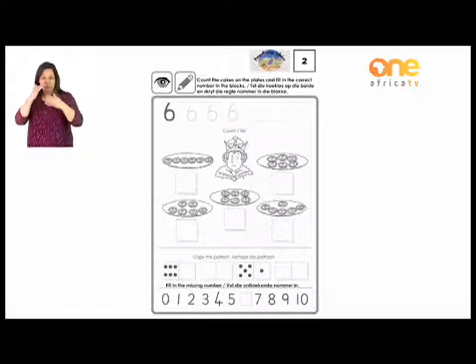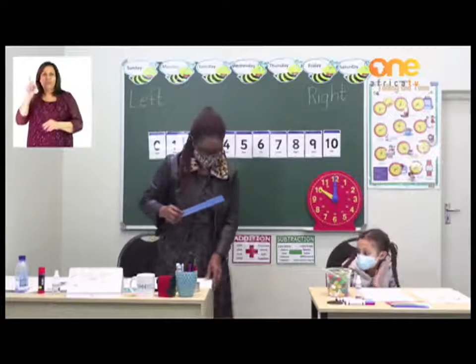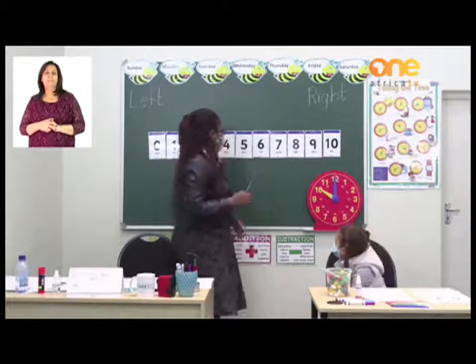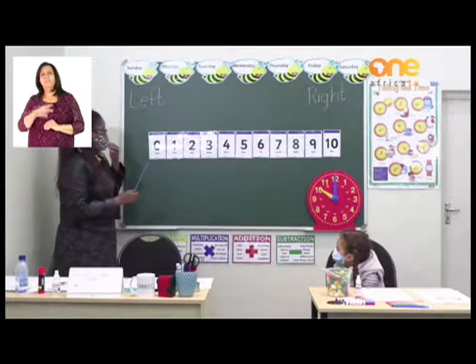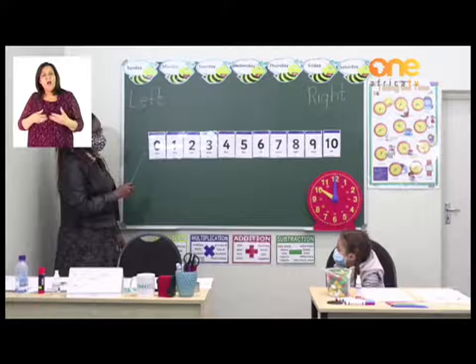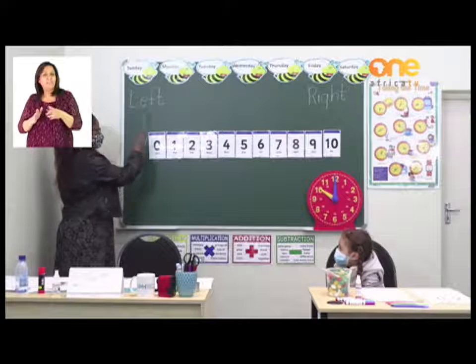Now let's look right at the bottom of the worksheet. It says, fill in the missing number. Let's go to my board. I have a number line on my board. Let's see if we remember how to count. When we count, we always count starting from the left.